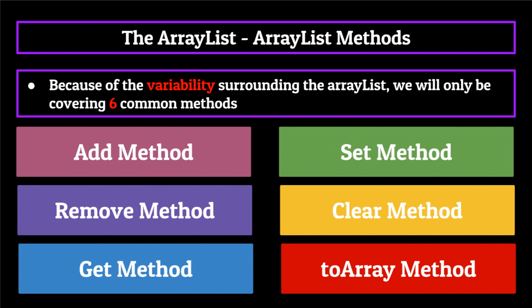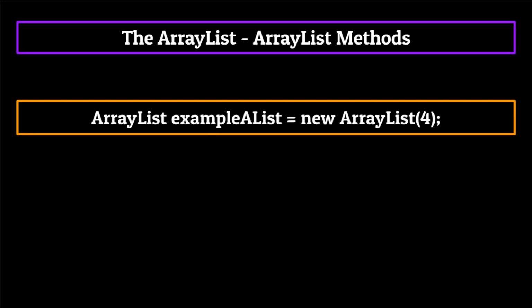Speaking of pre-made ArrayLists, before we dive into each of these functions and how they work, let's first create an example ArrayList we can use to manipulate and show how they work. Let's call it exampleAList and give it a size of 4 so that it's not preset to 10, and we're set to go.